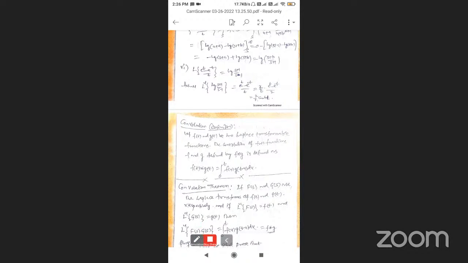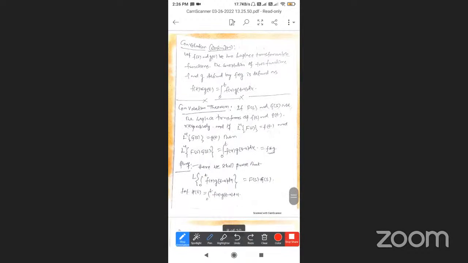So that is the six problems. Next is the definition of convolution. This is the convolution definition on page number 201. What is the convolution definition? It is on page number 201, top row.